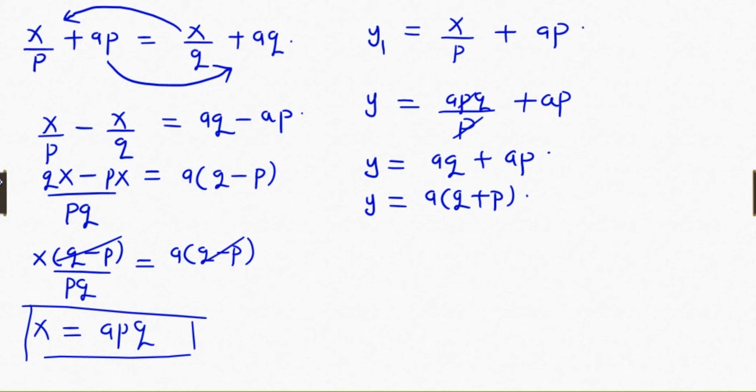So our coordinate R is equal to x is apq, and then y is a into q plus p. Part B.